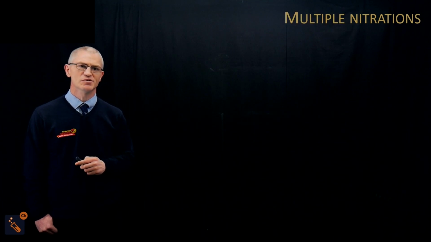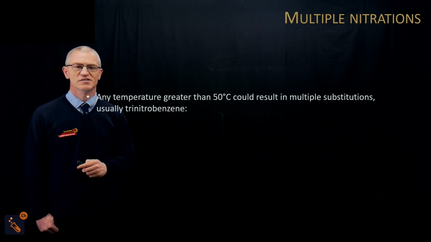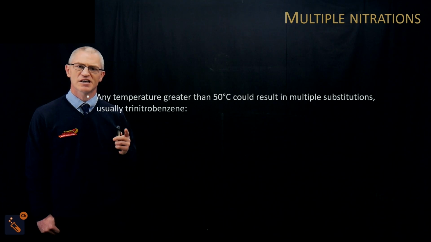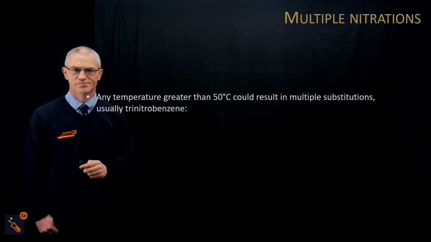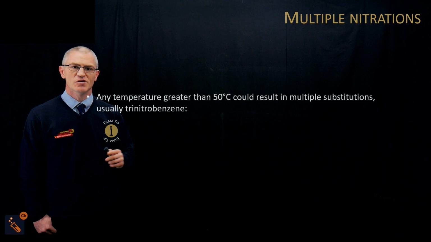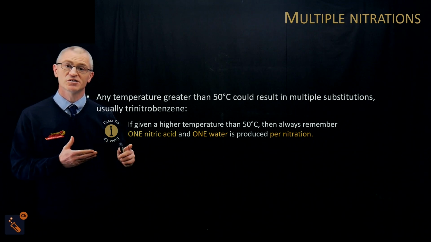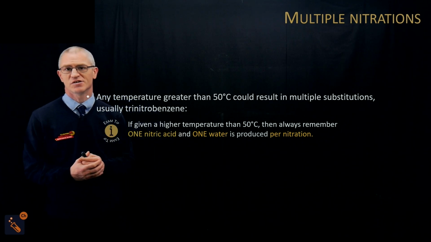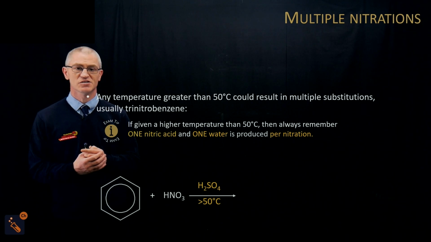Now let's look at multiple nitrations. You can get multiple nitrations at any temperature greater than 50 degrees. That means you could get trinitrobenzene. That happens at about 150 degrees, but you're not expected to remember the temperature. If it goes greater than 50, you can either put 2 on or 3 on. Now, if I'm going to put them on, it's really important you remember this exam tip. If given a higher temperature than 50, always remember 1 nitric acid and 1 water is produced per nitration, just like we showed you in the last slide. So let's look at an example here where we've got our conditions, but it's greater than 50.